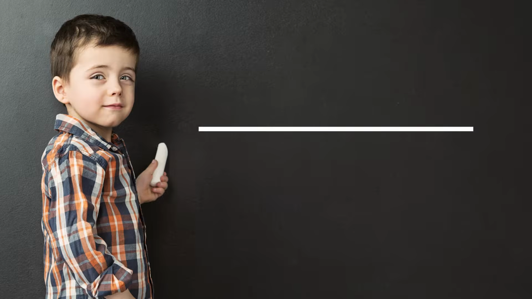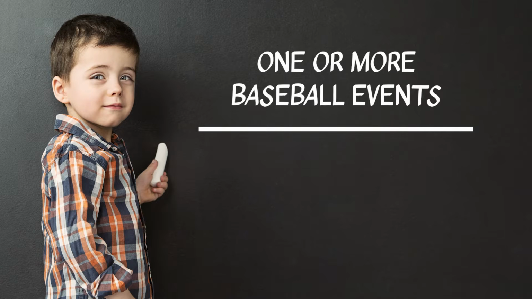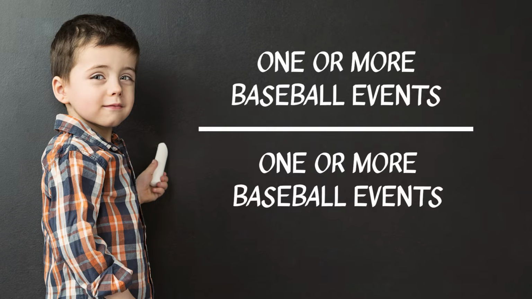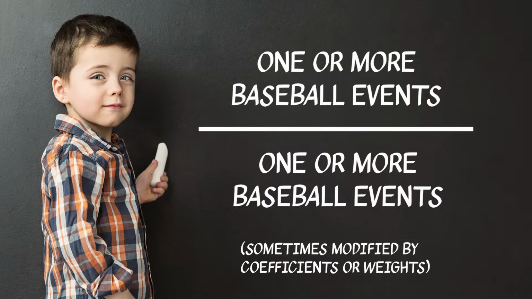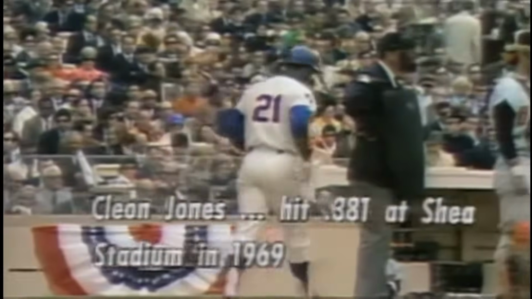At their core, most baseball rate stats are simply fractions, with some combination of one or more baseball events in the numerator and another combination of one or more baseball events in the denominator, sometimes modified by coefficients. Usually they're expressed as decimal numbers, but sometimes they're expressed as percentages.